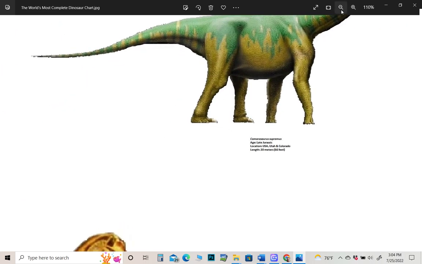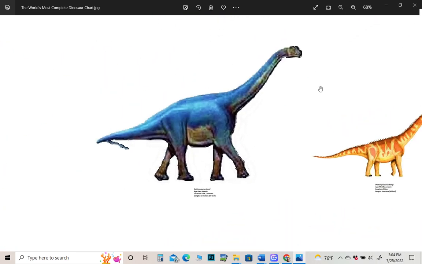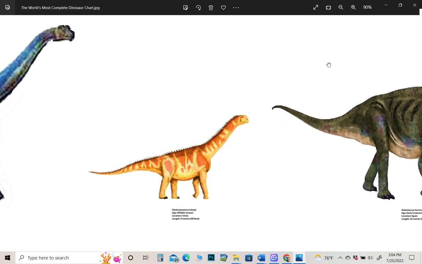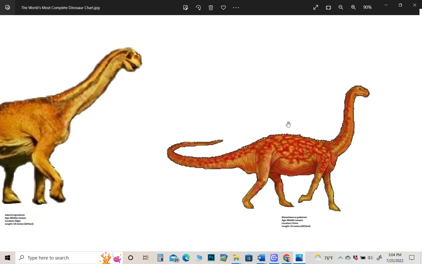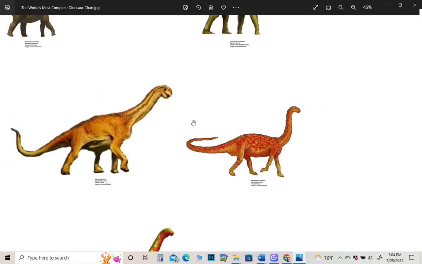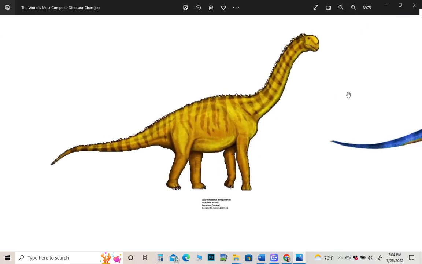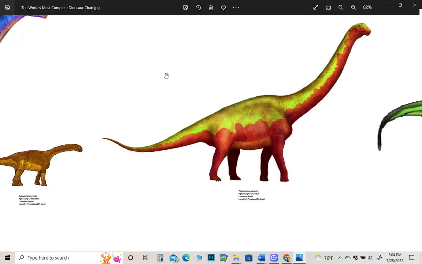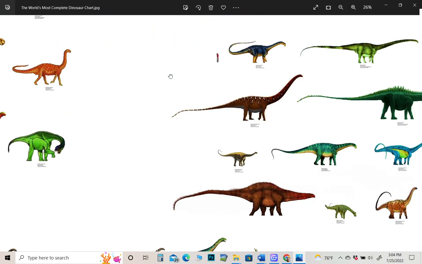Camarasaurus, line 2. Cathetosaurus, let's see here, Dashanpusaurus, Galveosaurus, Janenschia, Lourinhasaurus, Neosaurus, Sugiyamasaurus, Tehuelchesaurus, and that is the Camarasaurs.